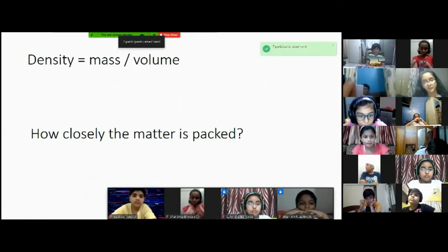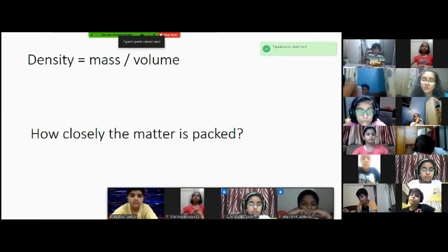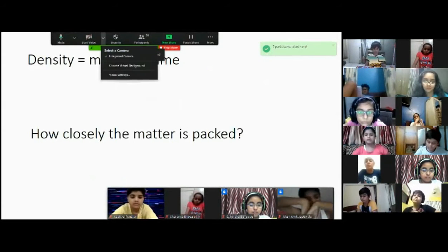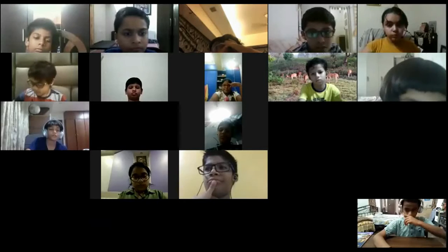There is one more property called density. Density is mass upon volume, meaning how closely the matter is packed, how tightly it is filled. That is called density. For example, if you take a little iron cube and the same cube made up of cotton, then the iron cube will be very heavy because it has more mass. The cotton cube will not be heavy because it has less mass. Same shape, one is packed more, one is packed less. Therefore we say iron is very dense but cotton is not dense.